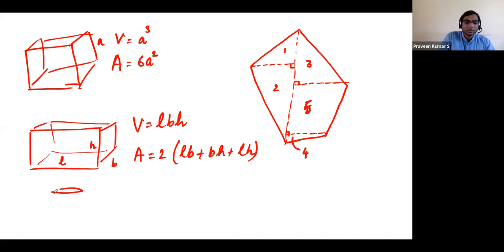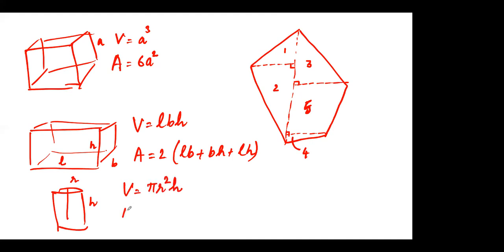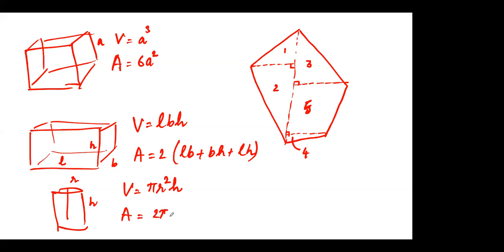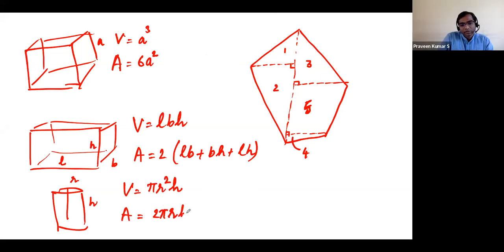Sometimes you are also given the case of a cylinder. Now in the cylinder, there is a height and then there is a radius. So volume will be equal to pi r square h, and area will be equal to 2 pi r h plus 2 pi r square. 2 pi r h is the area of only the curved surface, but at the top and at the bottom, there are two other circular areas. So you will have to calculate or add those two also. So 2 pi r square.